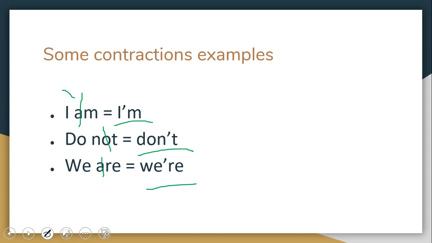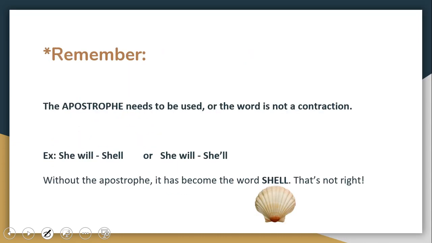Remember, if you're still confused, you can watch the videos. That will help. Or you can even go back to the first videos that we have on contractions and watch those. What you need to remember is that the apostrophe needs to be used, or the word is not a contraction. So there are 2 examples here. We have she will and shall. Without the apostrophe, she'll becomes the word shall. And that's not right. It needs to be she'll.